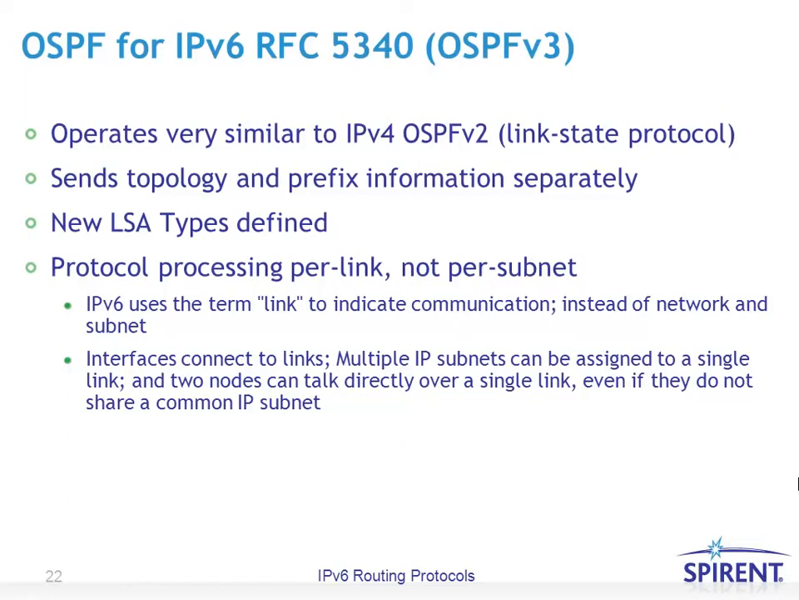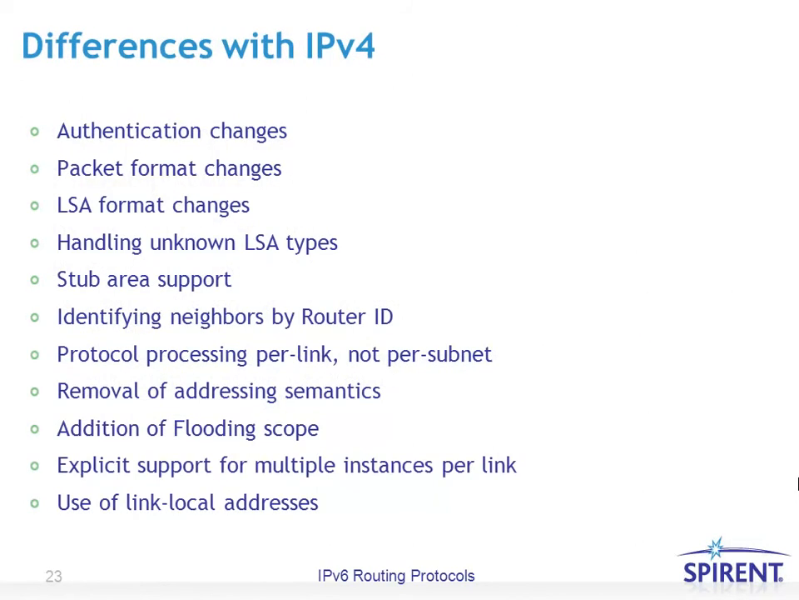So IPv6 uses the term link to indicate communication instead of network and subnet. Interfaces connect to links. Multiple IP subnets can be assigned to a single link, and two nodes can talk directly over a single link even if they do not share a common IP subnet. Some of the differences with IP version 4 or OSPF version 2 are changes in the authentication scheme, packet format changes, LSA format changes, how you deal with unknown LSA types, the way stub areas are supported, identifying neighbor routers by router ID, protocol processing per link, not per subnet, removal of addressing semantics, addition of a flooding scope, explicit support for multiple instances per link, and the use of a link local address.